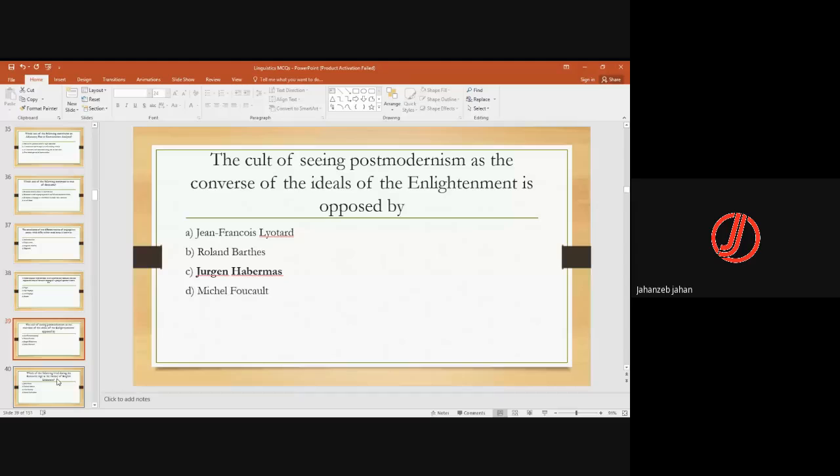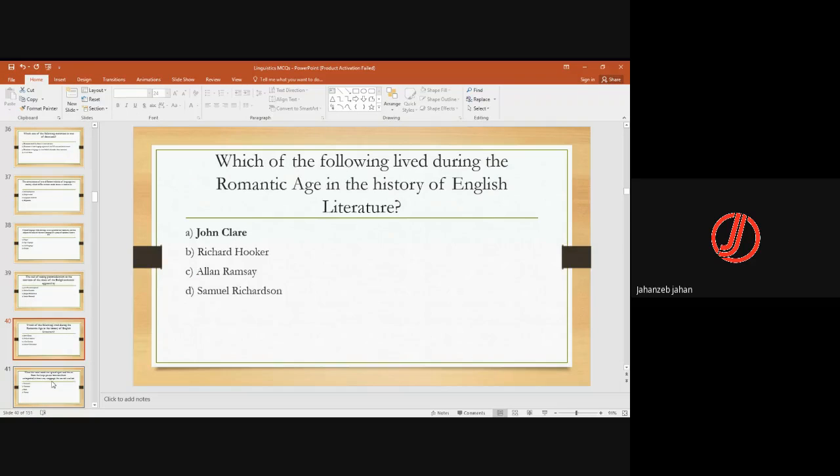The cult of seeing postmodernism as the converse of the ideals of enlightenment is opposed by, so that is Jürgen Habermas. He opposed these ideas. Which of the following lived during the Romantic age in the history of English literature? So that is John Clare.